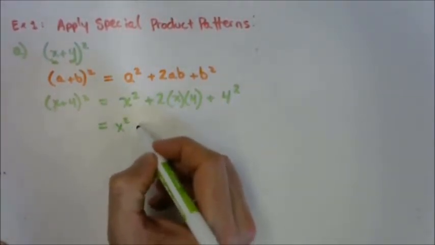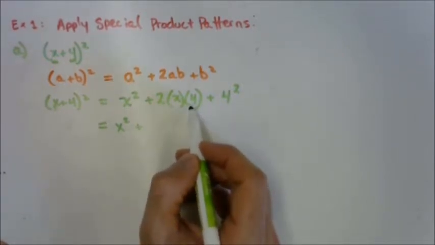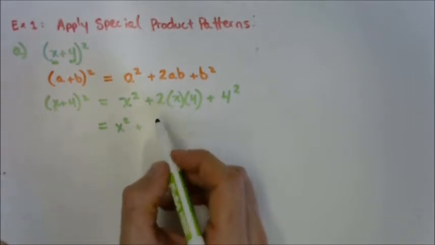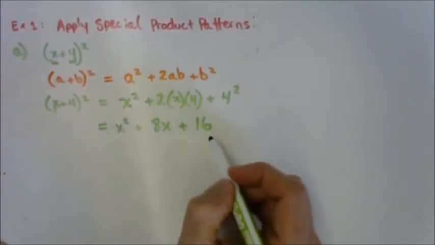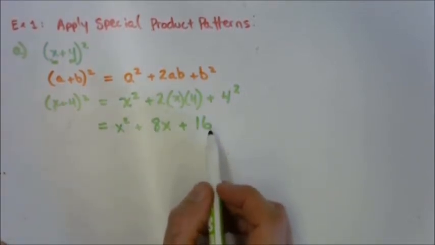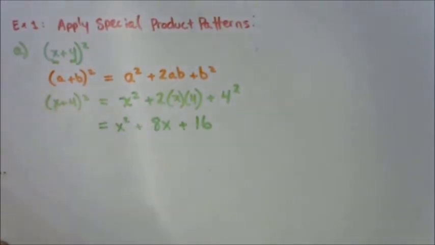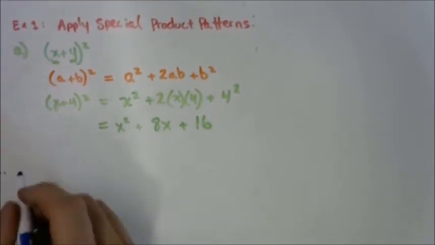First term is x squared. Second term is 2 times 4, 8 times x, 8x. 4 squared, 16. This is a perfect square trinomial, and what you have done is you have squared the binomial. Yay! Okay. Good job. B.